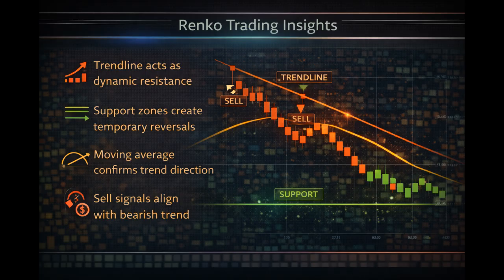Conclusion of the chart analysis. This Renko chart provides a clear example of how price transitions from an uptrend to a downtrend. The use of Renko bricks, trend lines, and support levels makes it easier to visualize the market structure.